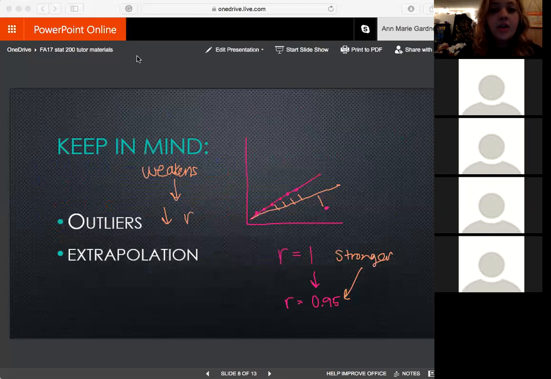And extrapolation is something to keep in mind, in terms of you want to make sure that you're not using the data that you have to make inferences about things outside of your data set.